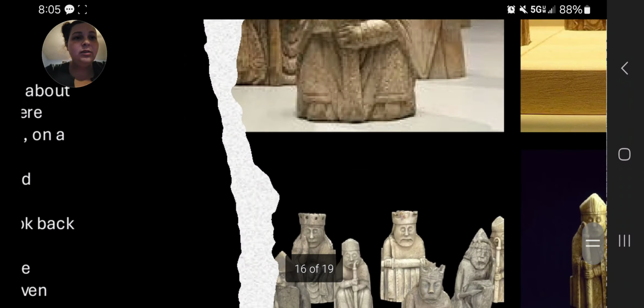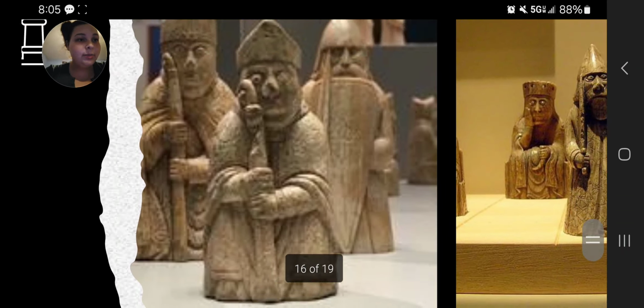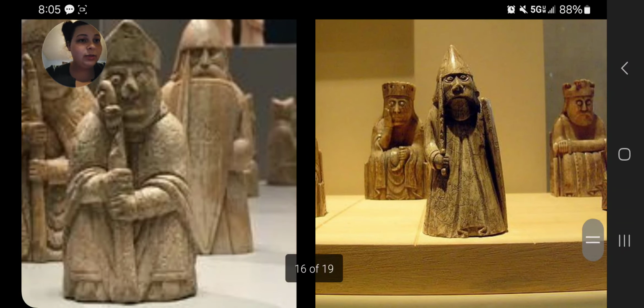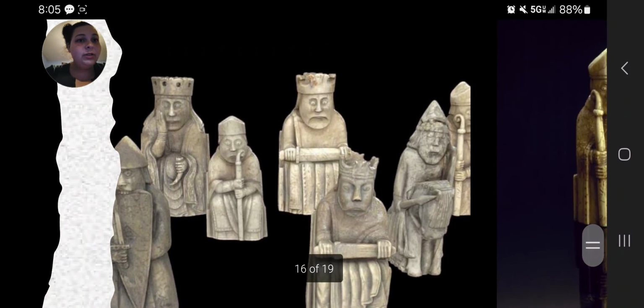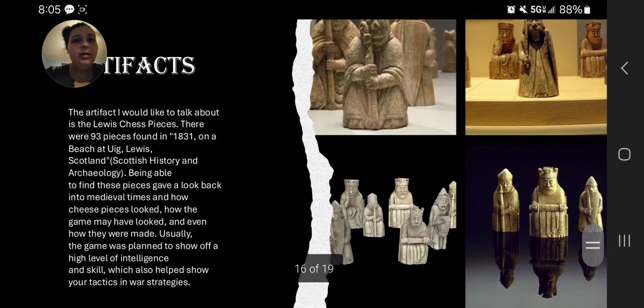And artifacts. These little artifacts are the Lewis chess pieces. I'm going to zoom in and let you see them. There were 93 pieces found in 1831 on the beach at Uig, Lewis, Scotland. So this was a great historic find, especially with them being preserved the way they are, and they are in a museum in Scotland as well.